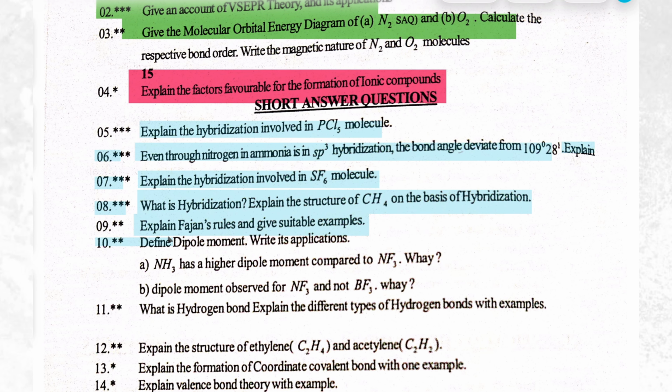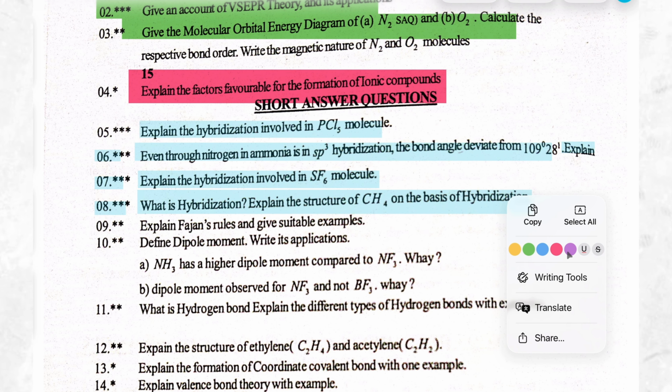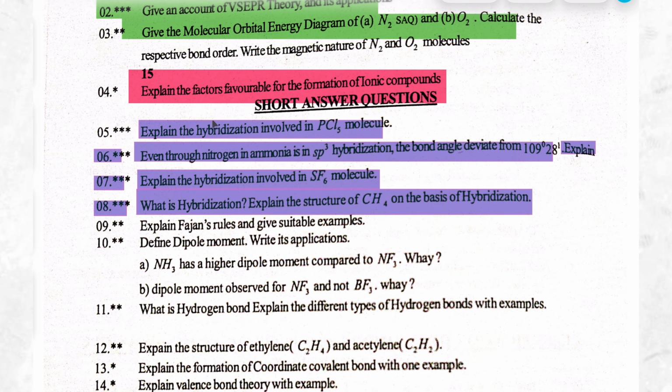SAQs are very important. See, first up to eight. First eight SAQs. That is the fifth one. What is the compulsory question? Explain the hybridization of PCl5. And the same, we have SF6 here, the seventh one.